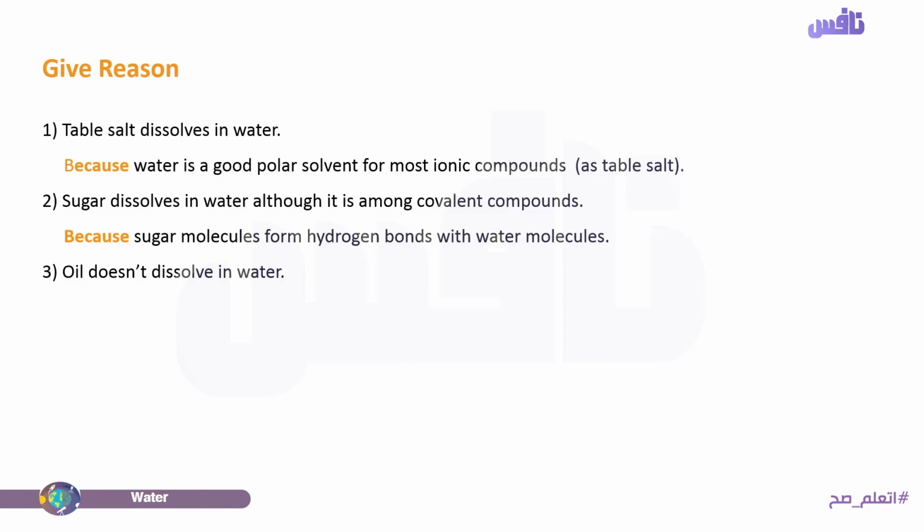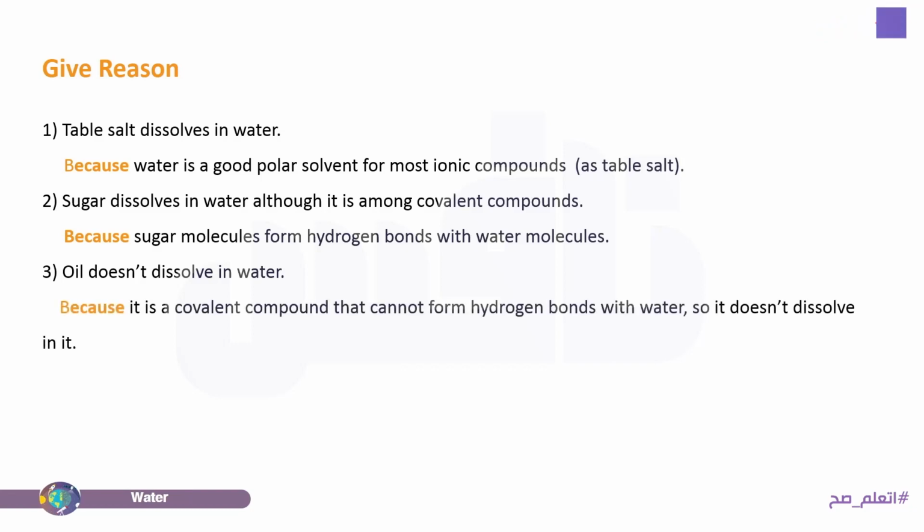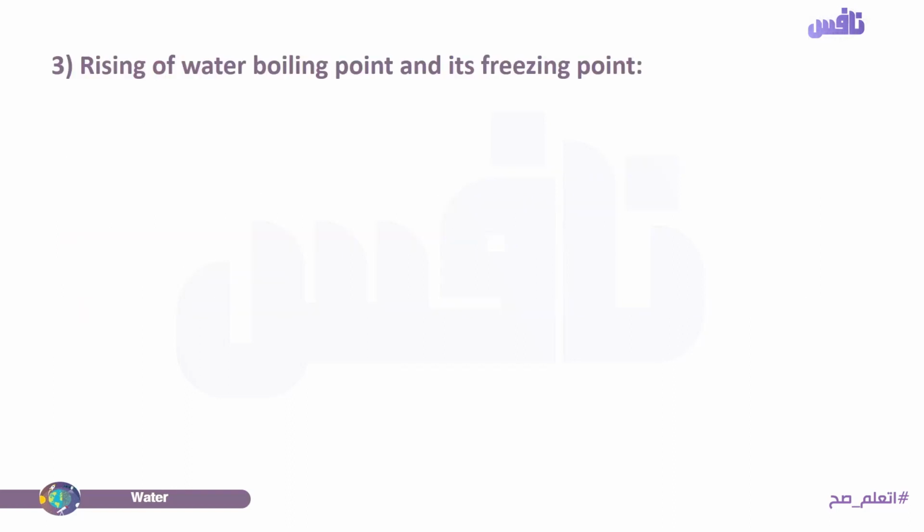Number 3. The oil doesn't dissolve in water. ليه عندي الأويل ما بيعرفش يدوب في المية بس بيطفو على سطح المية؟ Because it's a covalent compound that can't form the hydrogen bond. هو covalent compound بس ما بيعرفش يكون hydrogen bond ما بينه وما بين الwater molecule. So it doesn't dissolve in it. ما بيقدرش إن هو يدوب فيها.